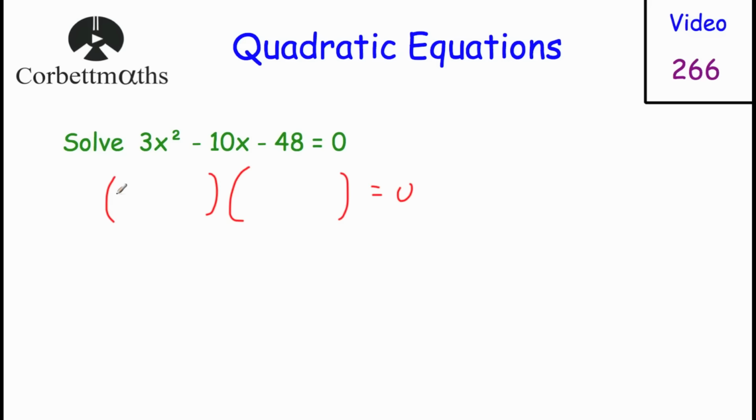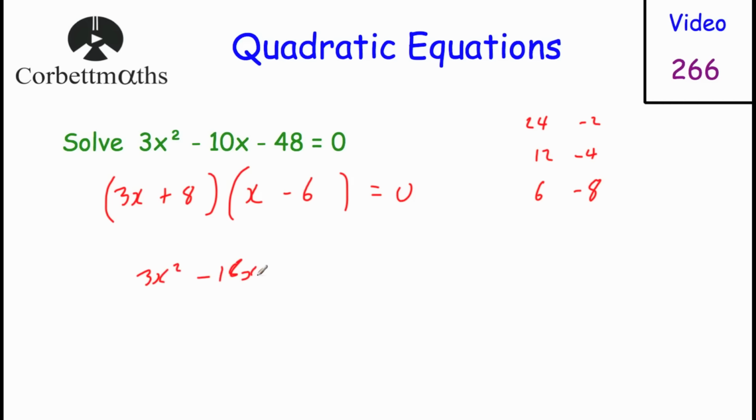And we've got 3x squared, so let's go for 3x and an x. Now we know that two numbers will multiply together to be minus 48, and so that means that one's going to be positive and one's going to be negative, and that whenever we expand our brackets, we're going to get minus 10x in the middle, plus 8 and minus 6. Well, 3x times x is 3x squared. 3x times minus 6 would be minus 18x. x times 8 is plus 8x, fantastic, and then minus 48. So that would be 3x squared minus 10x minus 48.